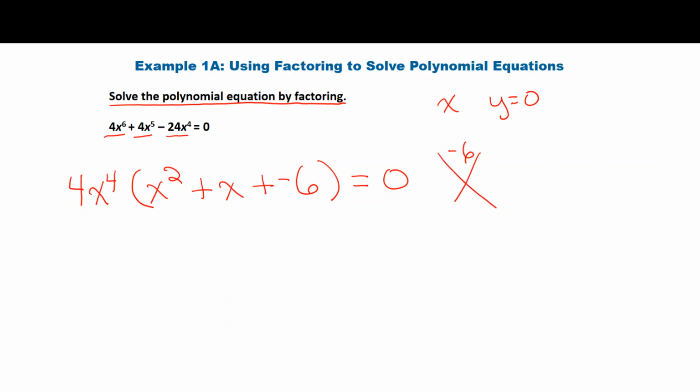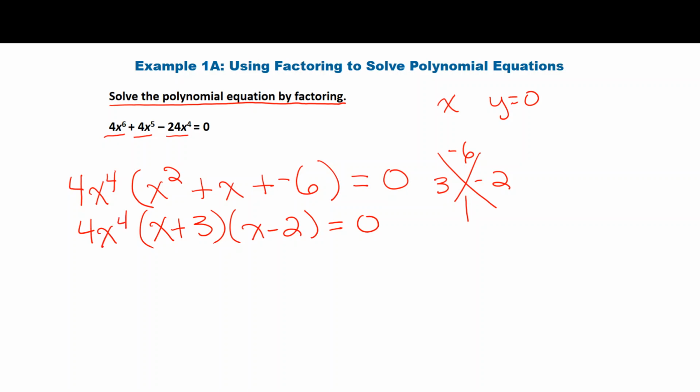I put my negative 6 up here and a positive 1. So what two numbers multiply together to get negative 6 and add together to get 1? Well, I know that's 3 times negative 2. 3 times negative 2 is negative 6, and 3 plus negative 2 is 1. So I know that I'm going to have x plus 3 times x minus 2, and that's going to equal 0.